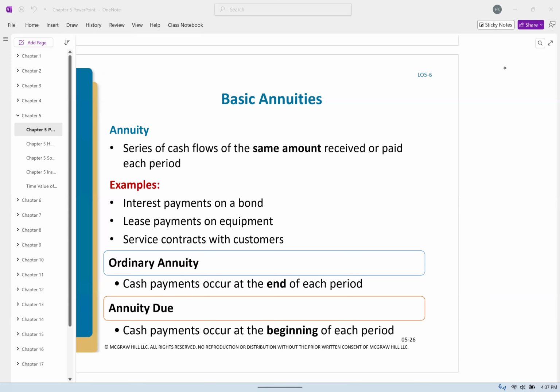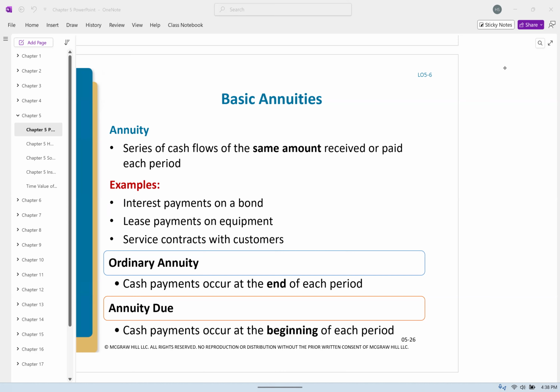All right, so we're picking up on annuities. Now we're not talking about a single sum. We're looking at a series of cash flows that are all the same. Some examples would be your car payment, your house payment, lease payments on equipment, interest payments on a bond.